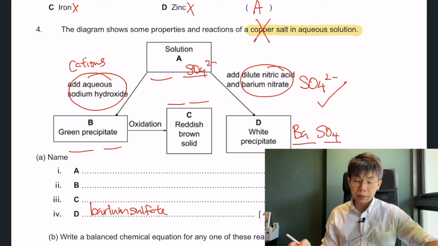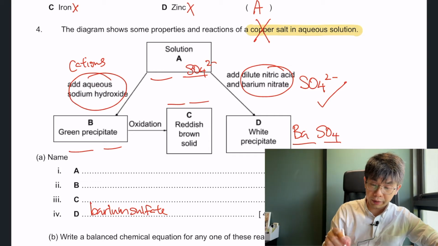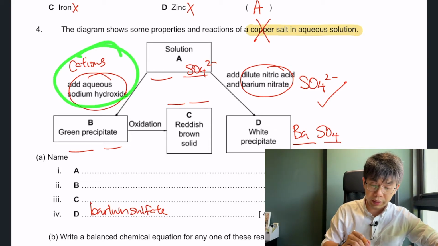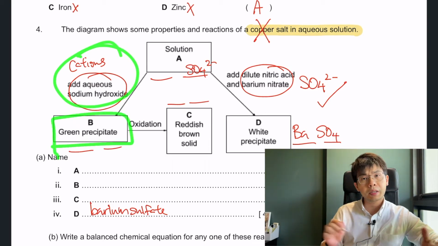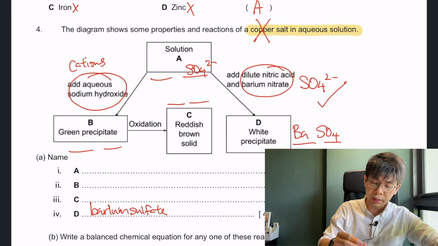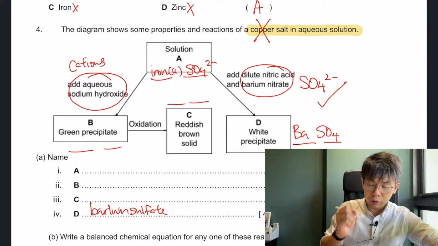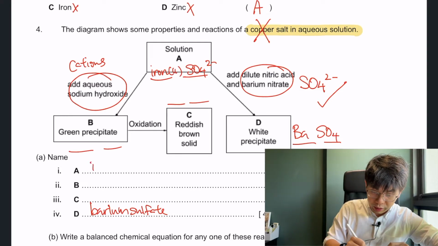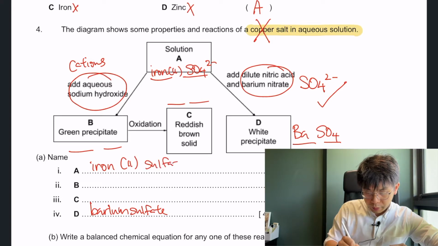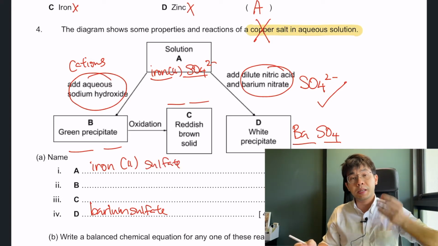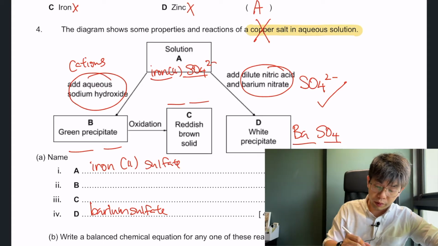Okay, then let's see what else. I have my cation test, and in my cation test I form a green precipitate, and from your memory you must remember that will indicate I will have iron 2. So solution A has been solved. Solution A is iron 2 sulfate, and we know that the green precipitate formed from the cation test would be iron 2 hydroxide.